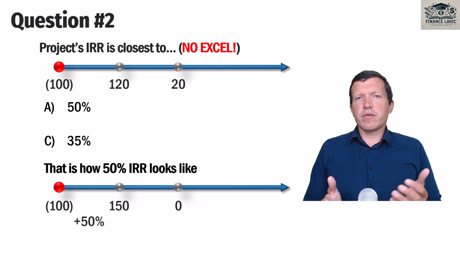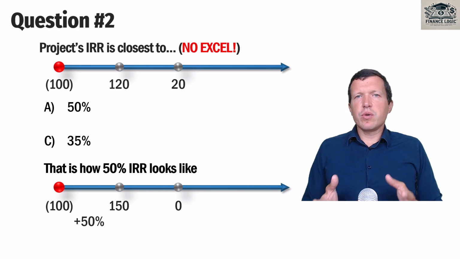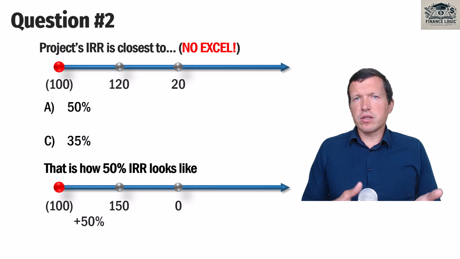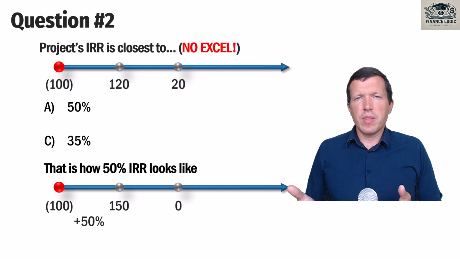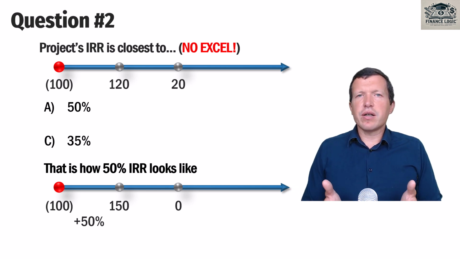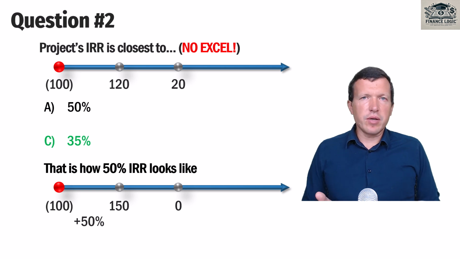Let's compare this project with our project. Our project is less attractive because in total we receive 140 and we receive it in 2 years. Of course, it's always better to receive 150 in year number 1 than 140 during 2 years. So that is why IRR of our project cannot be 50%, it's less. So that's why we exclude A, and correct answer is C.